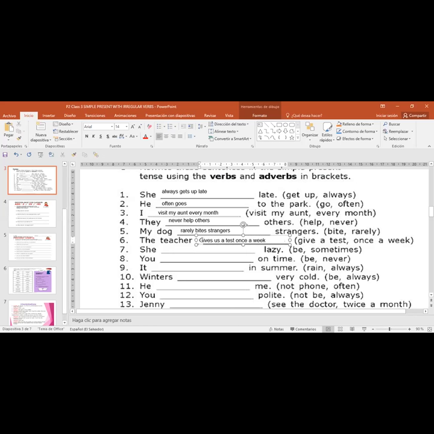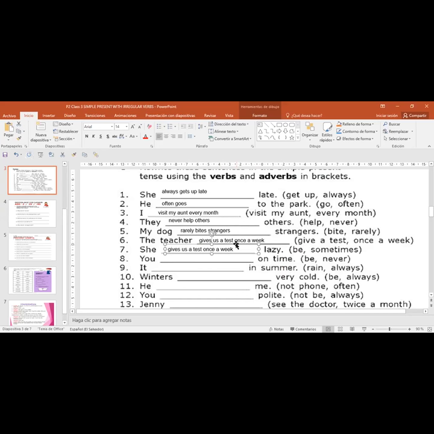Number seven, she. She sometimes is lazy. Porque ahí dice be, ¿verdad? Entonces tengo que conjugar el verbo to be para ella. Y entonces le corresponde is. She sometimes is lazy. Okay, very good.